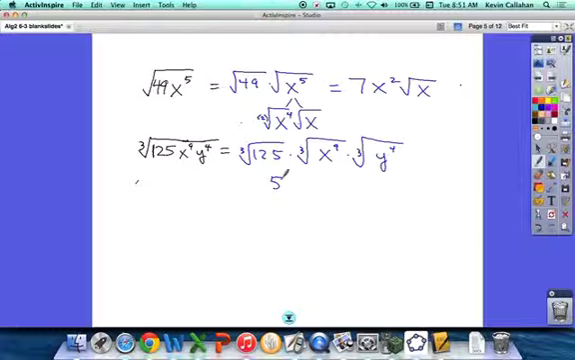How about the x to the 9th? Can you get all the x's out of that? The cube root of x to the 9th? 9 divided by 3? It goes. So that's x to the 3rd.